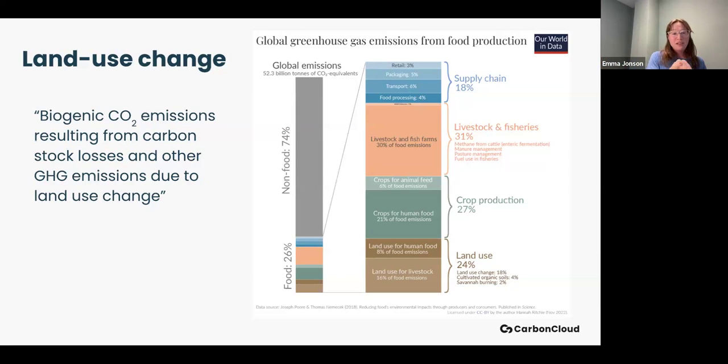And then it says other greenhouse gas emissions due to land use change. So there we could include also nitrous oxide, for instance, that is emitted from drained wetlands, where we also have some farming. And if we look back on this figure that we saw before, we can see that it is quite a big part of the total footprint of agriculture.